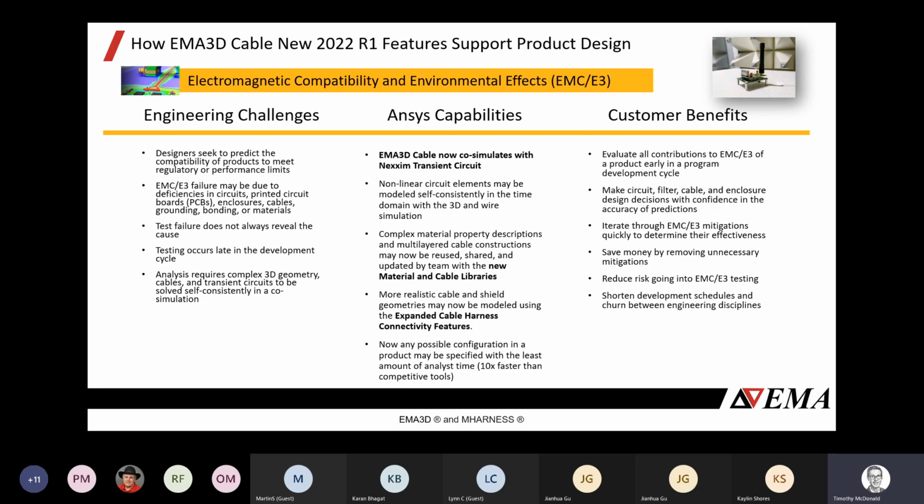So the capability that we've added now is the ability to co-simulate with Nexxim Transient. So non-linear circuit elements are now possible. We can add in things like diodes or other non-linear components to self-consistently co-simulate. We've got the ability to model complex material property descriptions and cable constructions that can take some time to put together and research. They can now be saved in a library, so you can pull them up and reuse them with ease. And we've got more realistic cable and shield terminations that can be modeled with the expanded connectivity features.